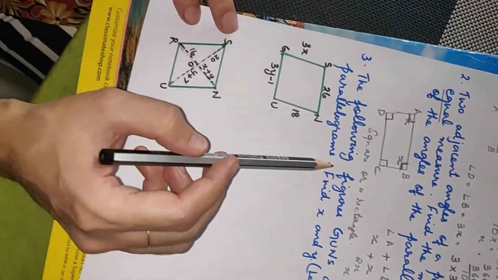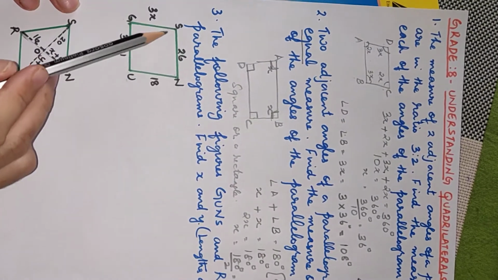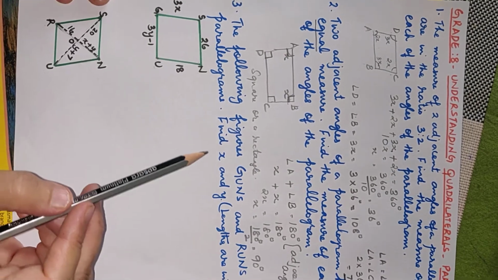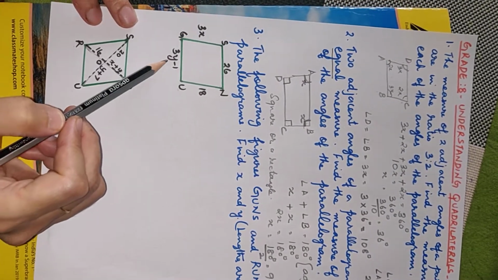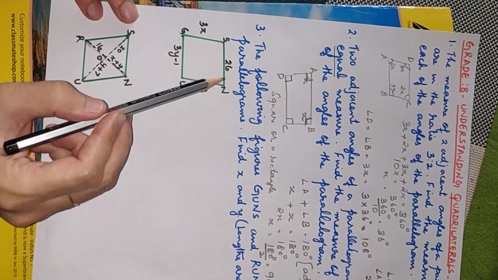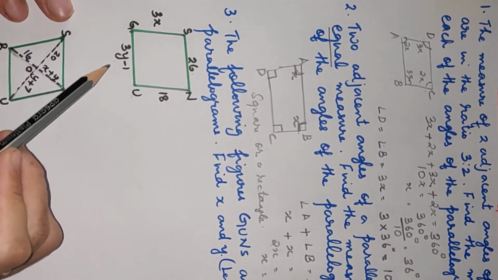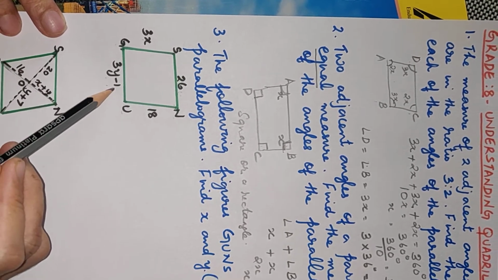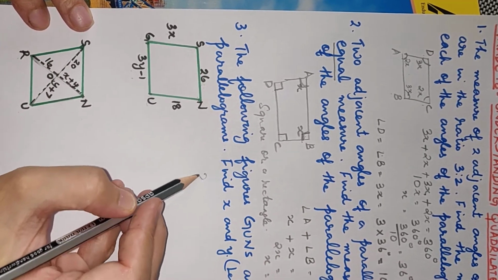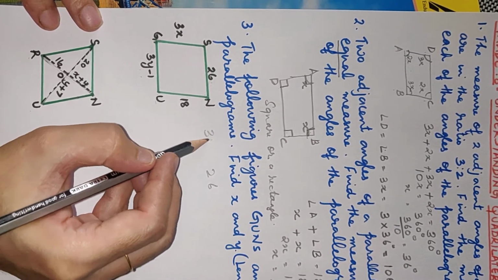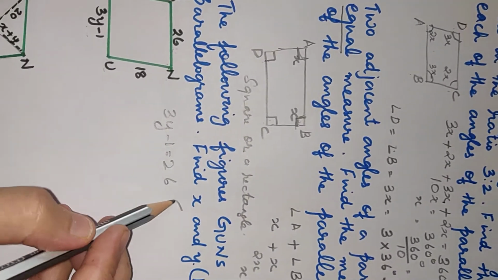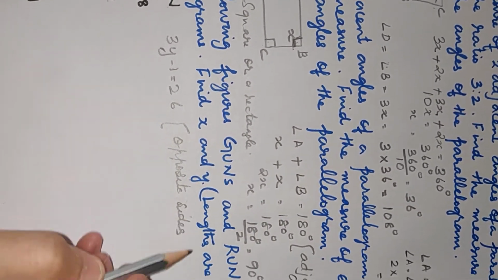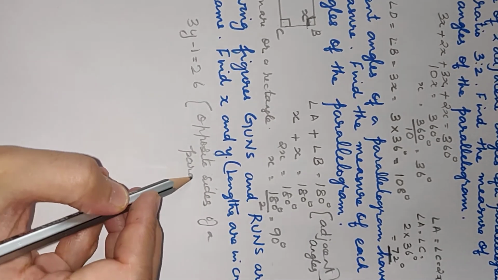Coming to the next question, the following figures, GUNS, G-U-N-S, and here RUNS, R-U-N-S. It's given here, and you are asked to find out the value of x and y, and the lengths of the parallelogram are given. Here 26 and here 3y minus 1. So you know that opposite sides of a parallelogram are equal. So you can equate 26 and 3y minus 1. They are equal. What is the reason? Opposite sides of a parallelogram are equal.